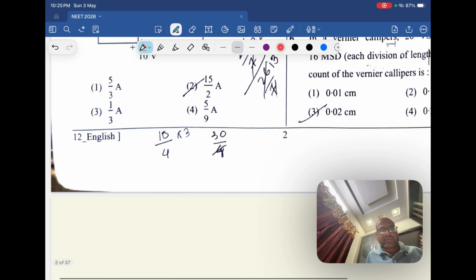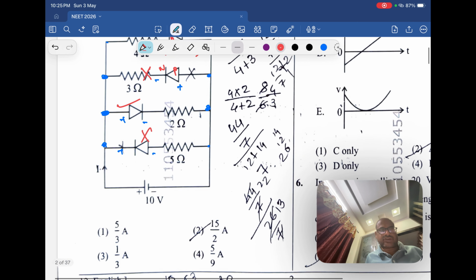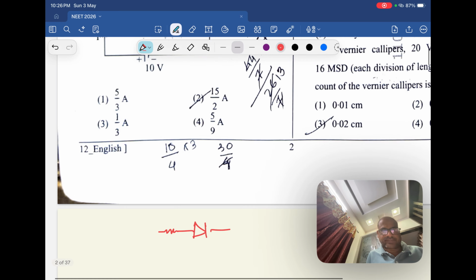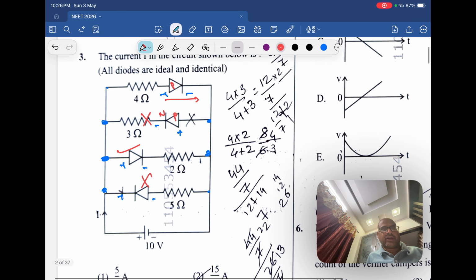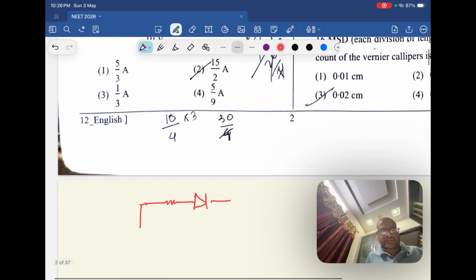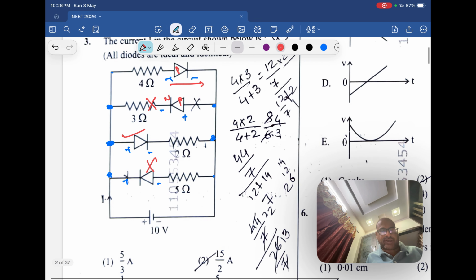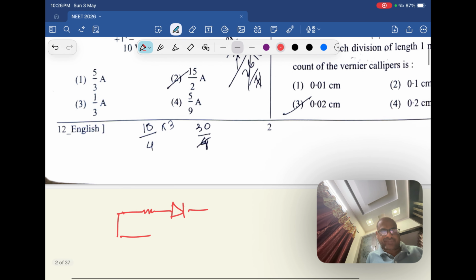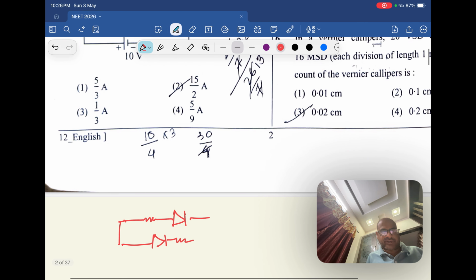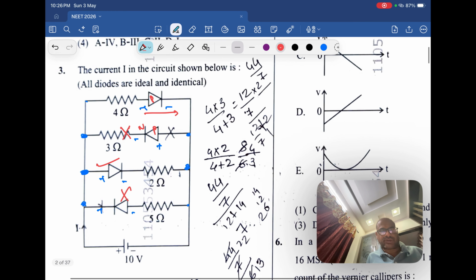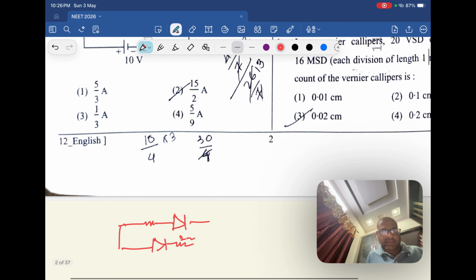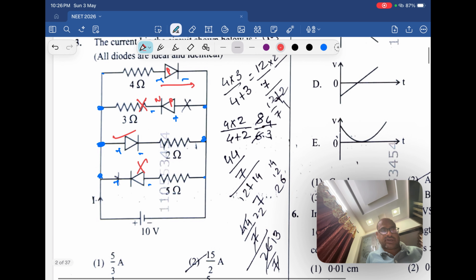Now, its resistance, how much? 4 ohm is given, right? And the second diode will be reverse bias, need not consider. And the third diode, you see, is forward bias, and how much resistance is given here? That is 2 ohm. You can write here 2 ohm. And the first one is 4 ohm, right? And the fourth is again in reverse bias. So only 2 diodes are there.